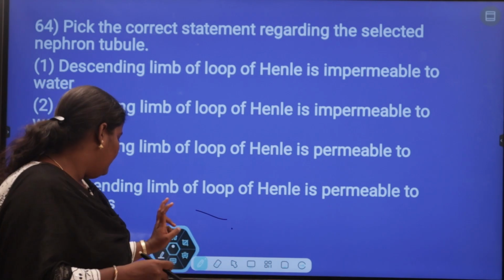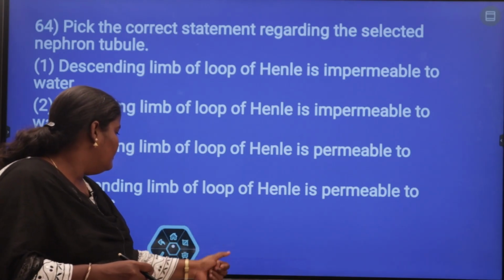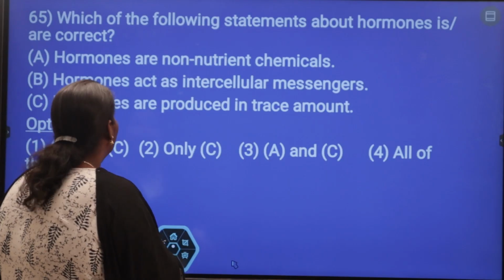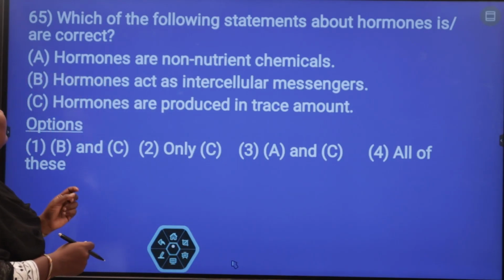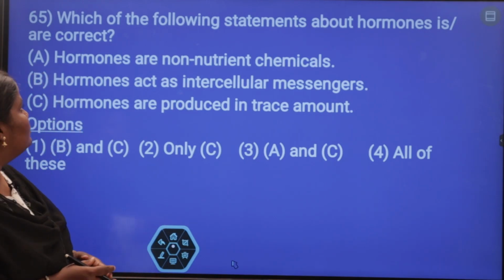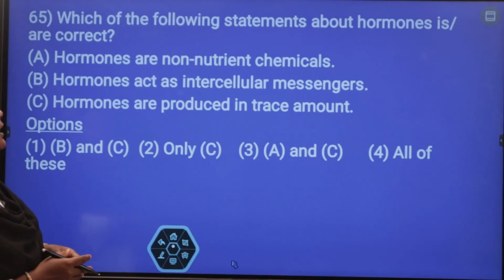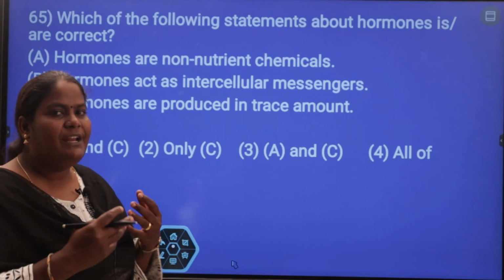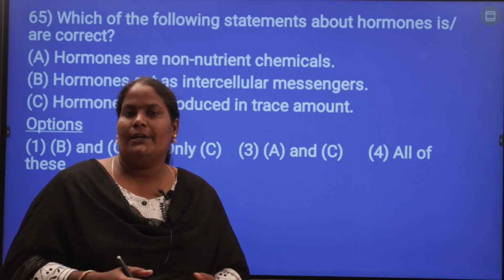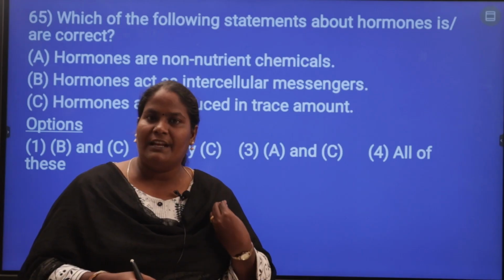65. The chapter is from the endocrine system, 11th syllabus. Which one of the following statements about hormones is or are correct? Number 1, hormones are non-nutrient chemicals. The term nutrient means our basic compositions like glucose, proteins and vitamins. They are involved in metabolism and provide us some energy.